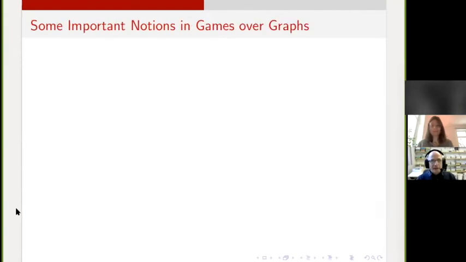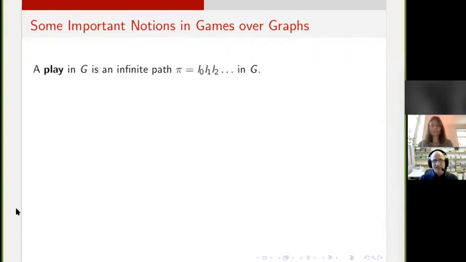So since I'm keeping this at a very high level, let me introduce some important notions over such types of games, over graphs. First, a play in a game is an infinite sequence of locations that follows the transition relation, that is, respects the transition relation, essentially a path in the graph. Or you could call it a play that is consistent with the rules of the game.